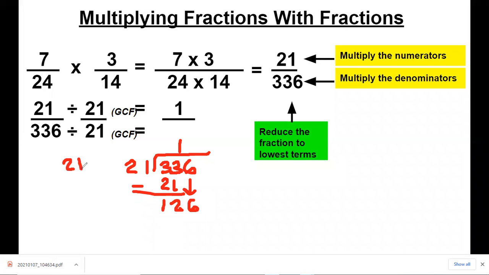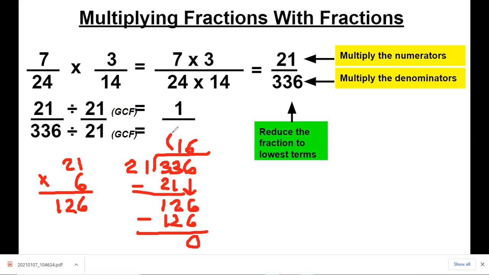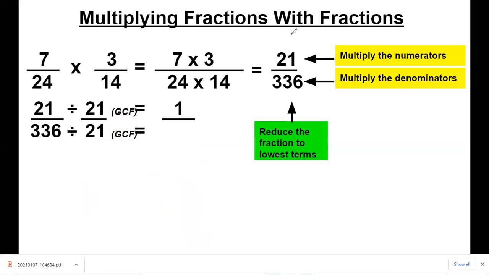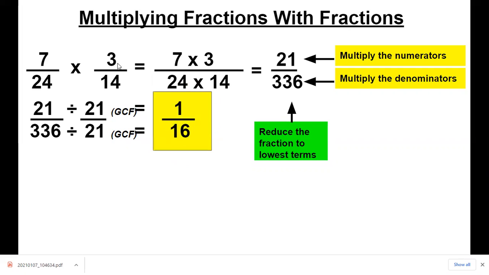Well, let's try 6, because our number ends with a 6. 1 times 6 is 6, 2 times 6 is 12. There's 126. So it's going to be a 6. And then 6 times 21 is 126. 126 minus 126 is 0. So 336 divided by 21 equals 16. So that's what we're going to put there. Notice all the work you have to do now, right? So the final answer is 1/16.